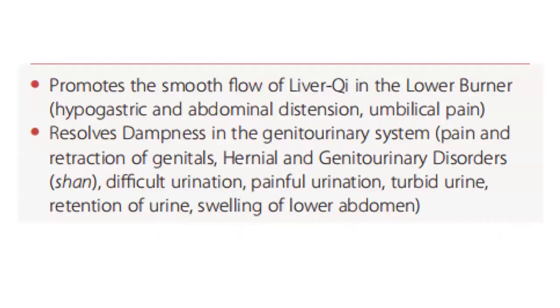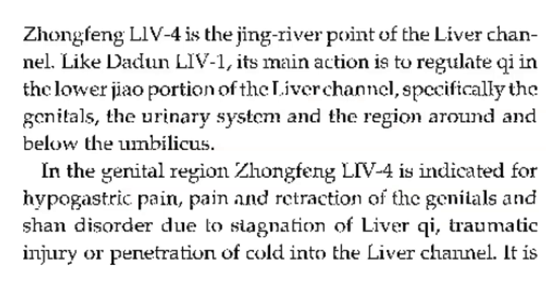Liver 4 promotes the smooth flow of liver qi in the lower burner, so it's good for hypogastric and abdominal distension, umbilical pain. It resolves dampness in the genitourinary system, so it is used for pain and retraction of the genitals, hernial and genitourinary disorders, difficult urination, painful urination, turbid urine, retention of urine, and swelling of the lower abdomen.